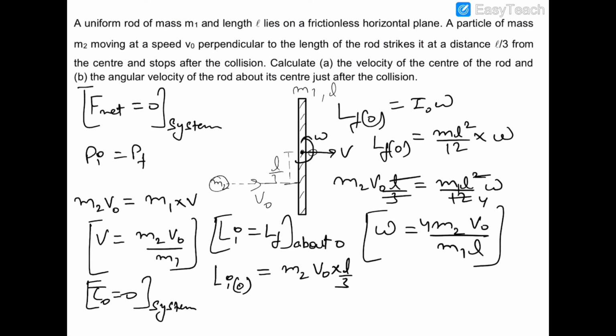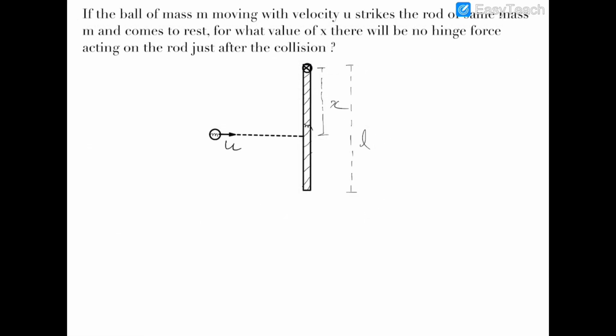Now we move on to the next question. In this question, there is a ball of mass m, and this ball is moving with a velocity of u. This ball strikes this rod at some distance x from the hinge, and the mass of the rod is m and its length is L. So we have to find out the value of x for which there would be no hinge force that will act on the rod just at the time of collision.